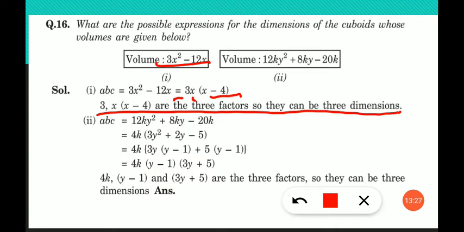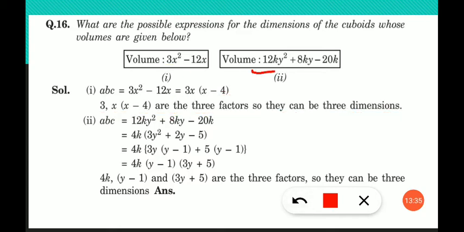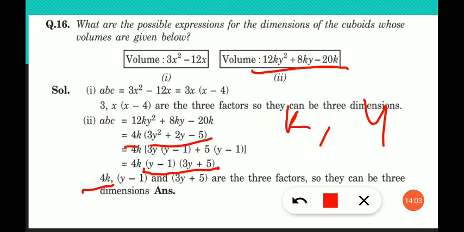In case of area, there will be only 2 factors because area is equal to length into breadth. The similar thing happens with the second volume also, that is 12ky square plus 8ky minus 20k. First thing which is common is k. The second thing which is common is 4. So 4k we have taken common, inside we are left with 3y square plus 2y minus 5, which can be further factorized into y minus 1 and 3y plus 5. So the three factors we will take are 4k, y minus 1 and 3y plus 5.